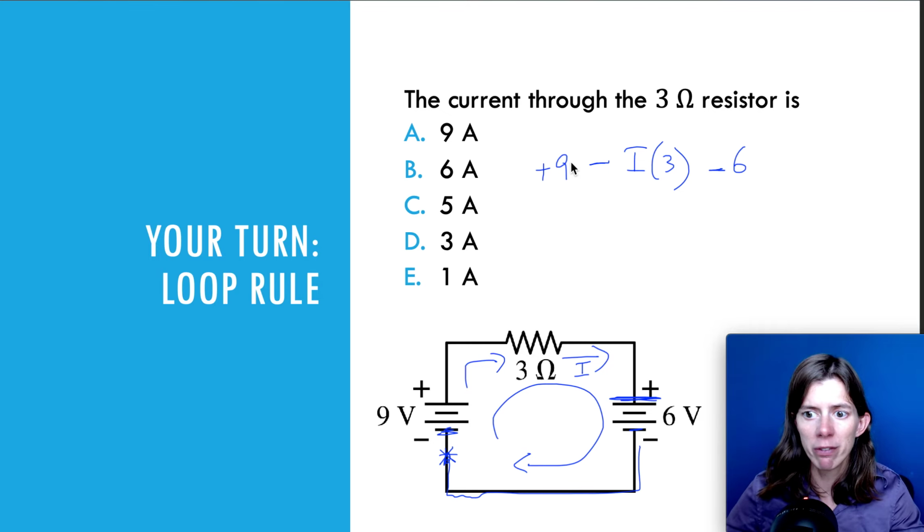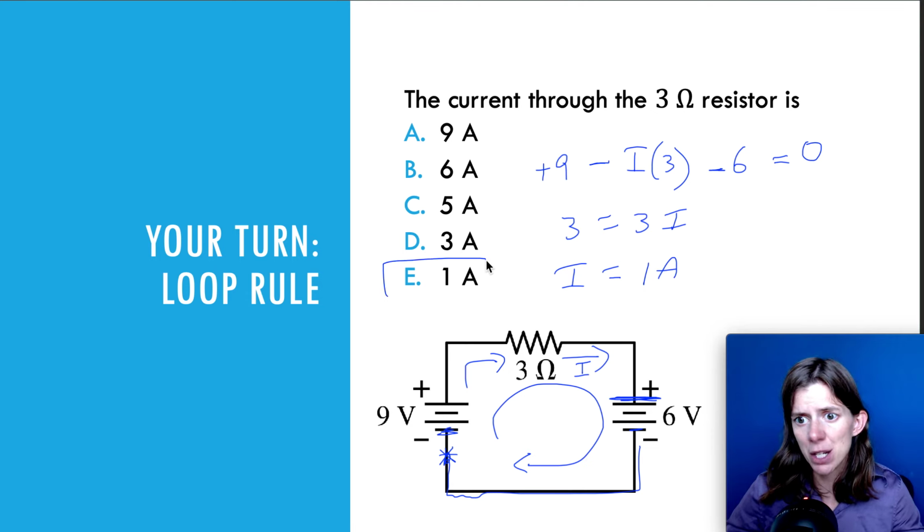We know that once we've added up all of these delta V's, the sum is 0. So you see how useful this rule is. It will allow us to solve for the current. That's the only unknown in this equation. What we end up having is 3 equals 3 times I, if we move the I times 3 to the other side and do 9 minus 6. If we solve for I, we get 1 amp. So that is the current.